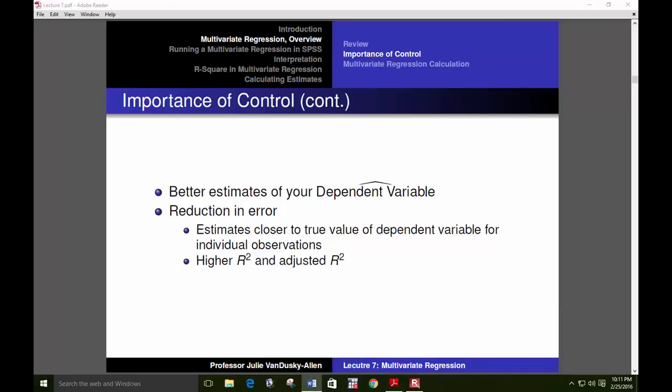Another reason we run multivariate regression is that it allows us to make better estimates of our dependent variable. Since we are including multiple independent variables, it allows us to take into account more factors that explain variation in our dependent variable, leading us to make better estimates of our dependent variable. And if we make better estimates of our dependent variable, that leads to a reduction in our errors. Since our estimates of our dependent variable for individual observations will be closer to the true values of the dependent variable for individual observations, our errors will be smaller, and a reduction in error leads to a higher R-squared and adjusted R-squared, meaning our models are explaining more of the variation in our dependent variable.